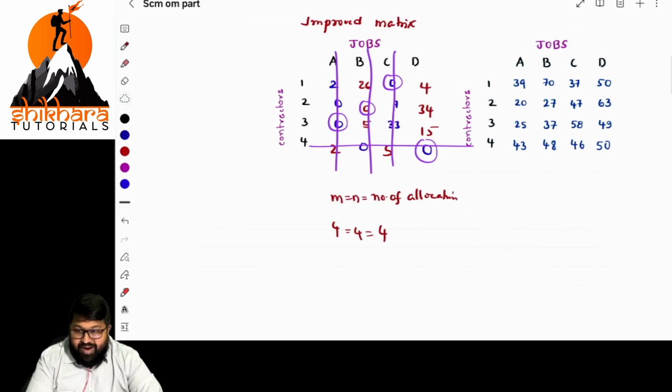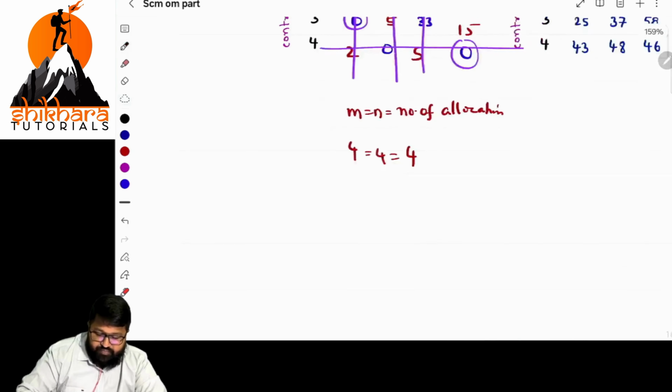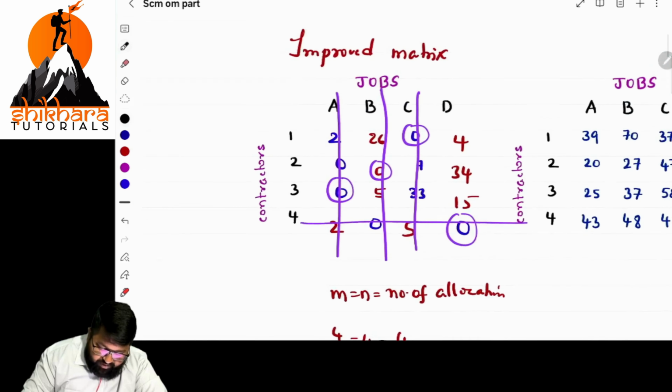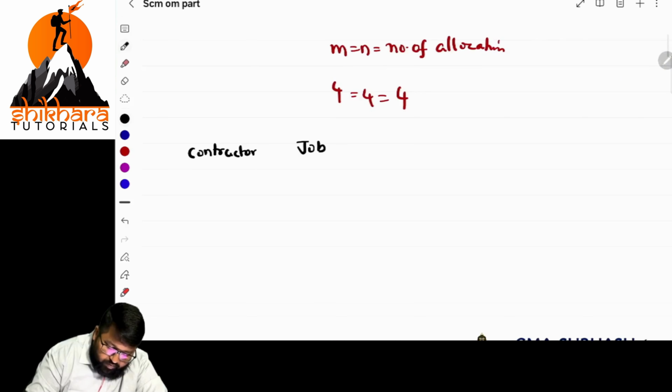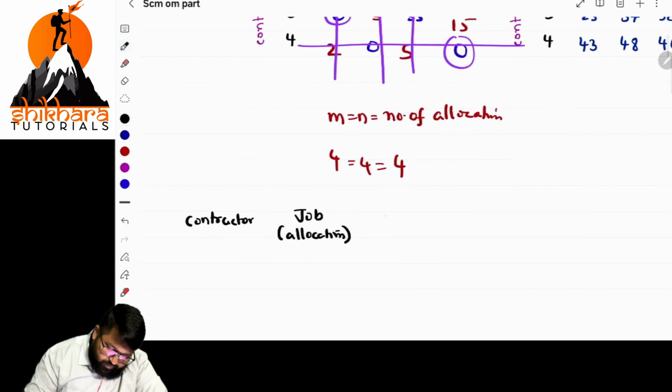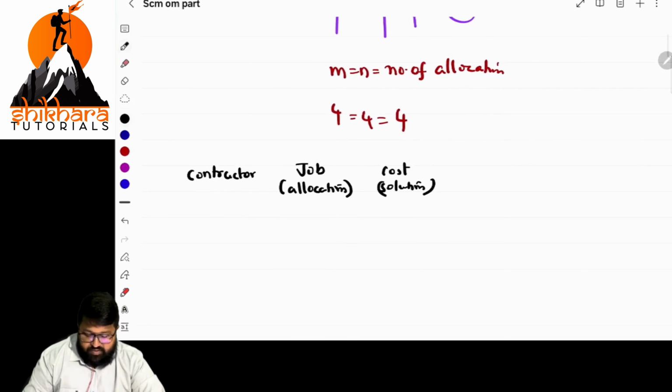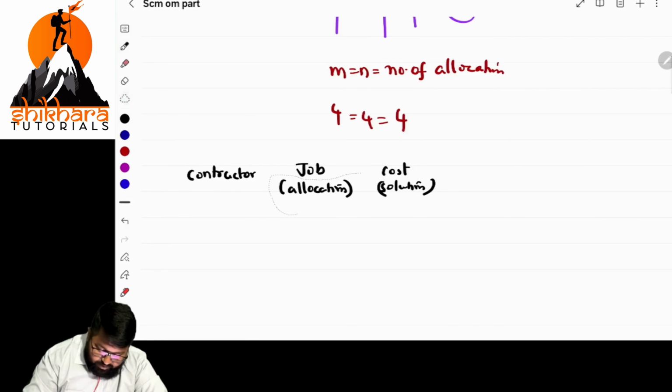So in the end matrix, whatever we are getting, we are comparing with the question. Now the columns will be clear. The contractor and the job given to him is the allocation, and we get the cost. The cost part is nothing but the solution. That is the optimal allocation, optimal solution. One word, optimal, is common, so I am rearranging this.